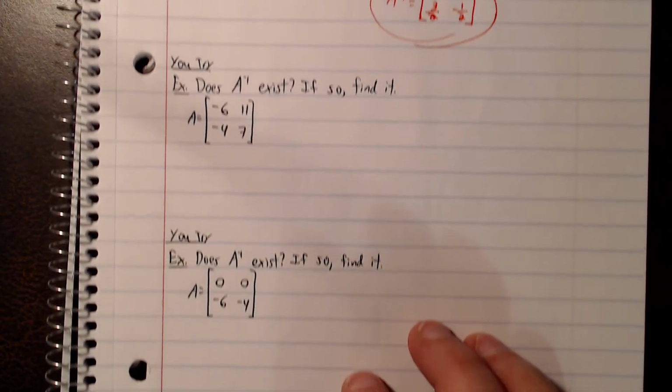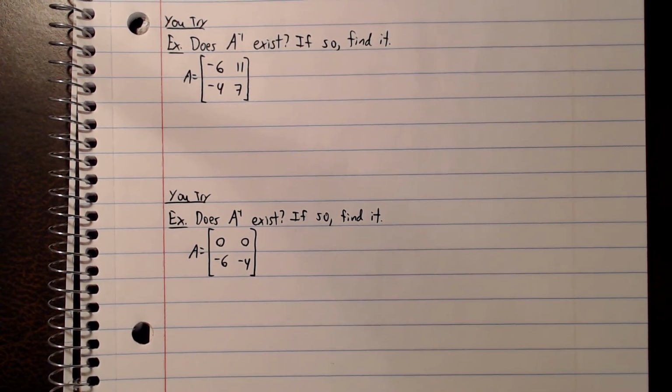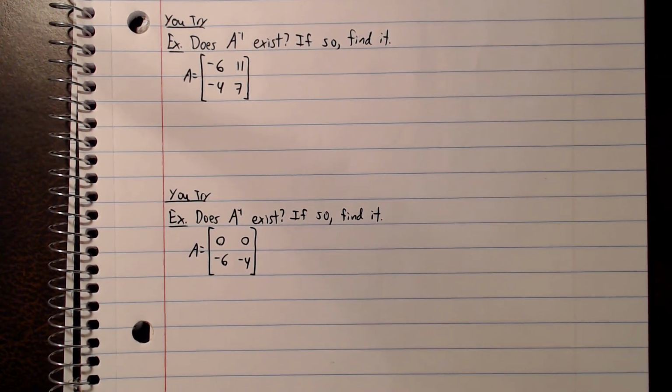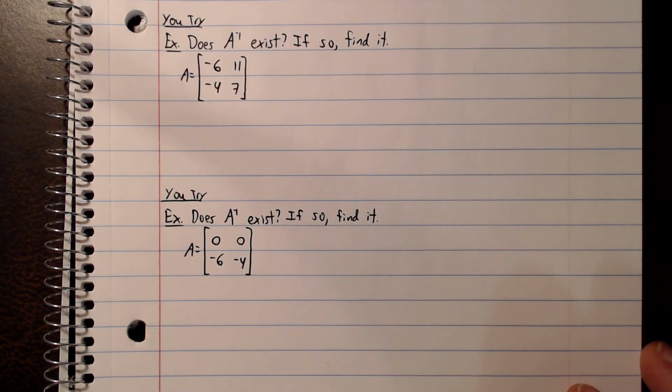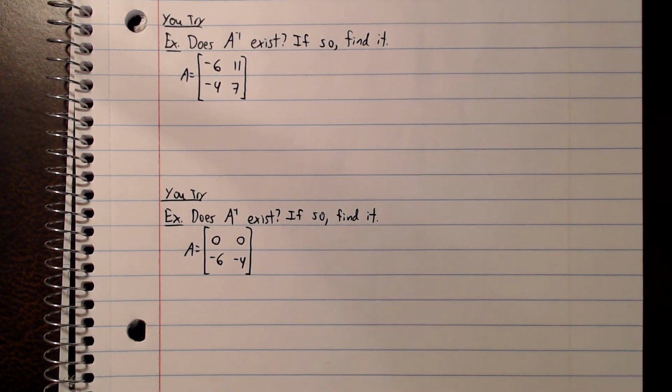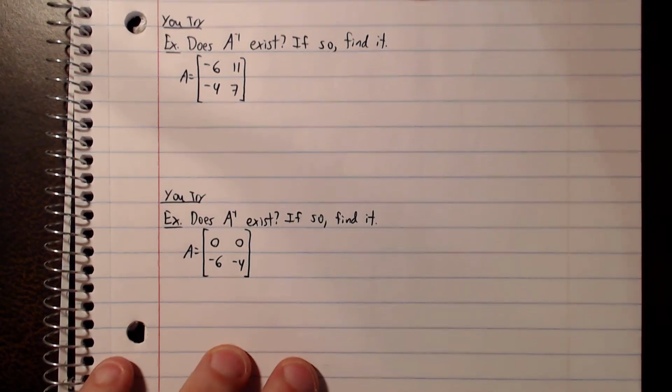So there are 2 problems for you to try. You got to check to see if A inverse exists, and if it does, find it. If it doesn't, just tell me it doesn't exist. Pause the video and resume when you're ready to check your solutions. Alright, these are the last 2. Let's do them out real quick, and the lesson will be done.